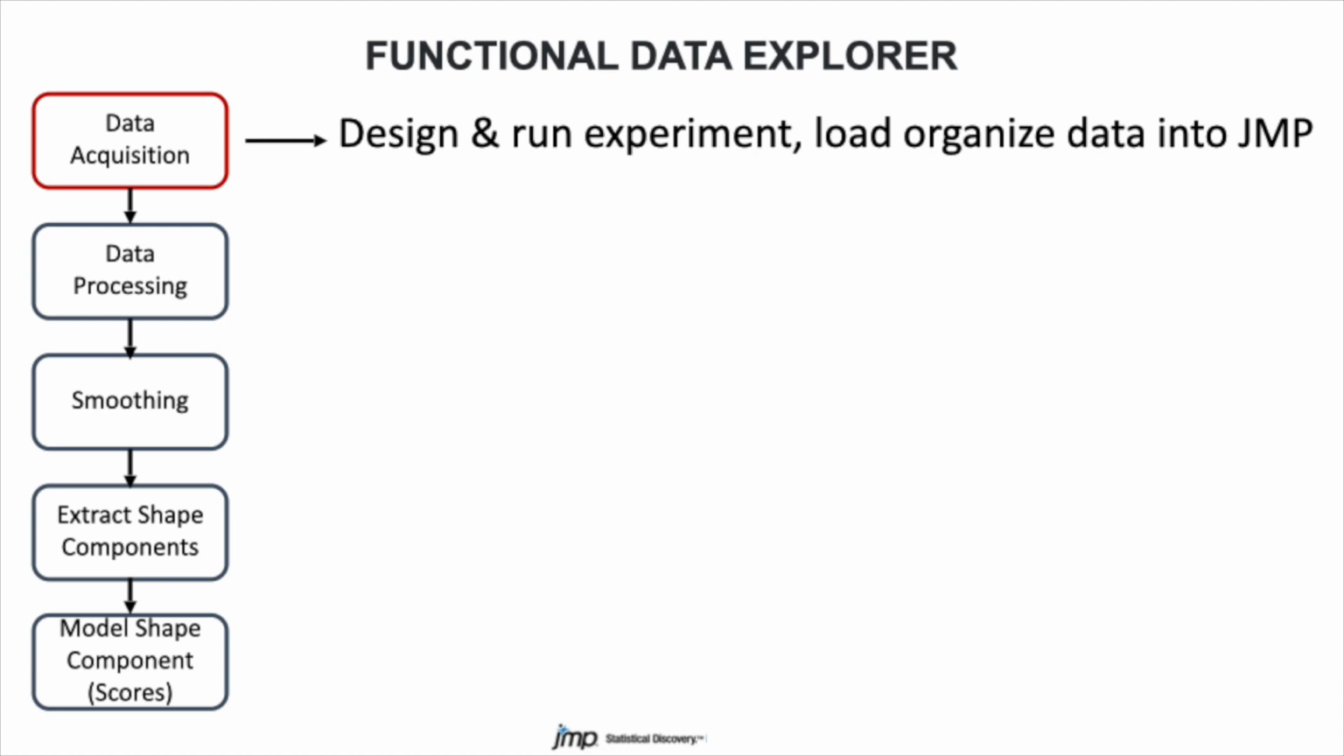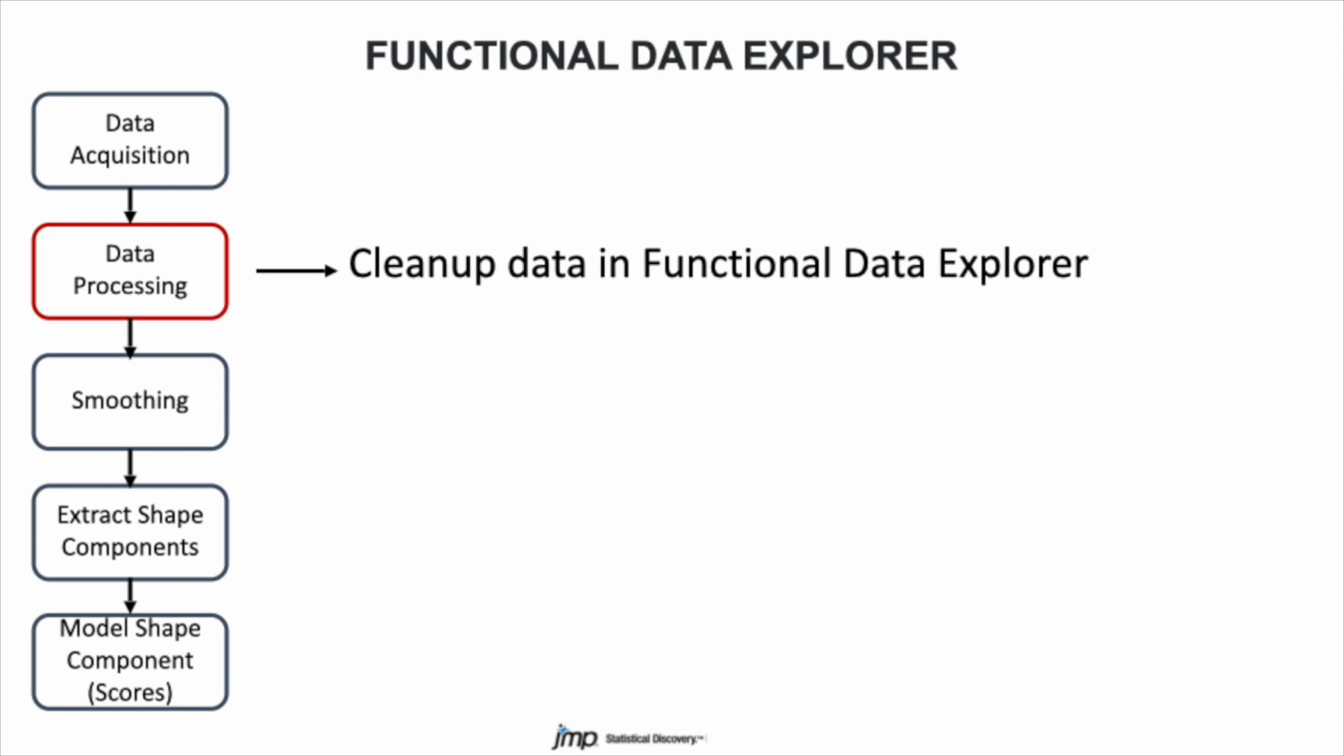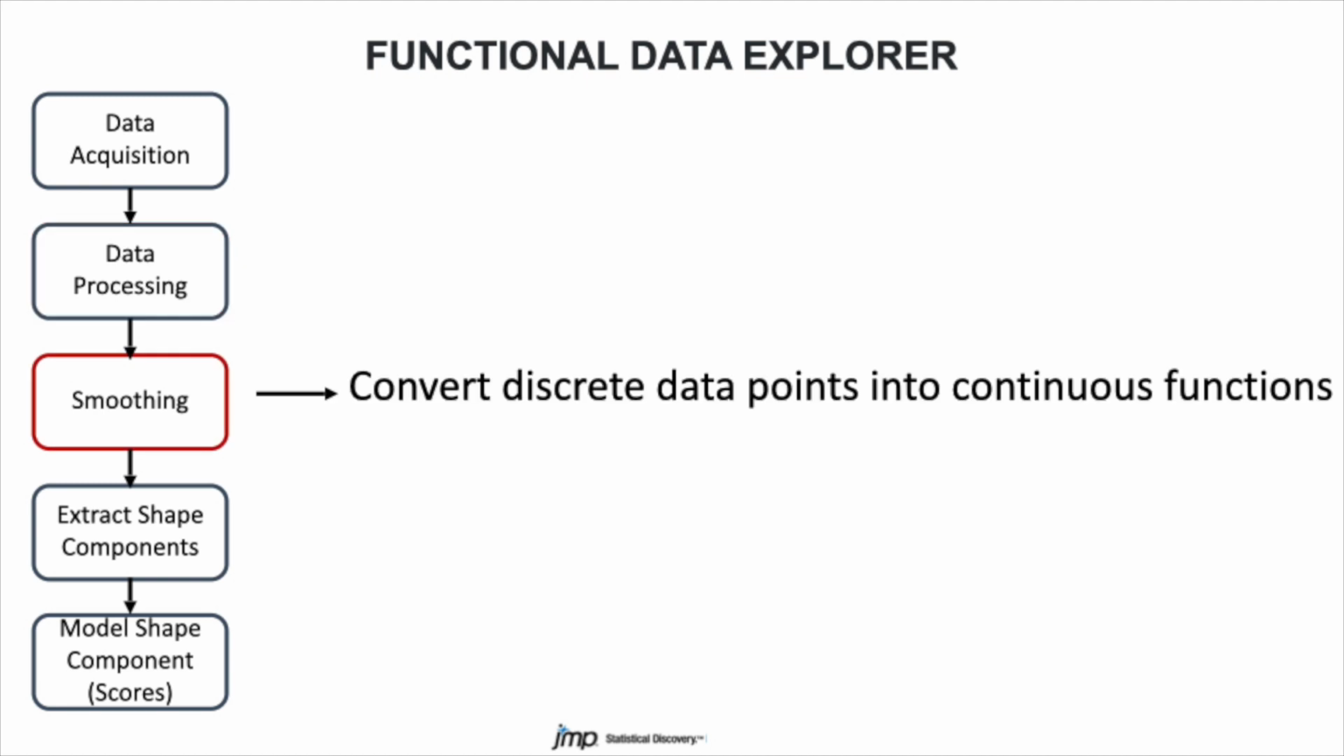And you also have to get that data pulled into JMP, either from manual entry or pulling the data from a database or other test equipment. Then you load it into the Functional Data Explorer. We have data processing steps. This is where we clean up the data, isolate regions of interest, maybe do some spectral processing and so on.